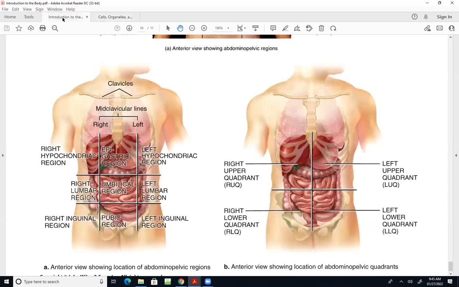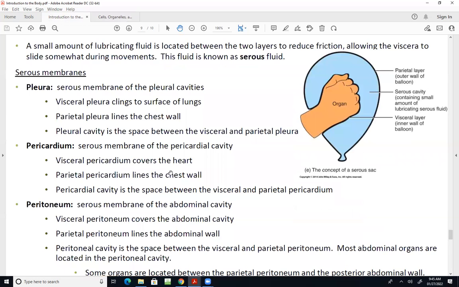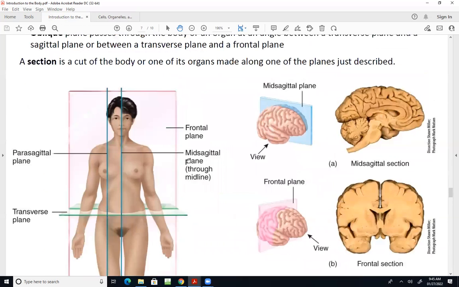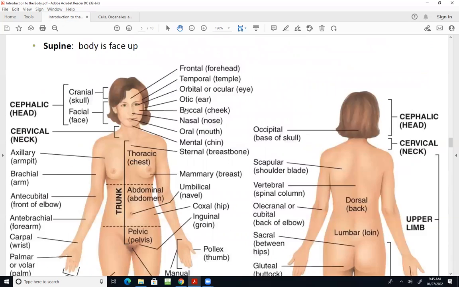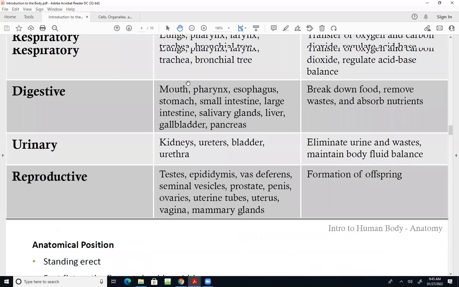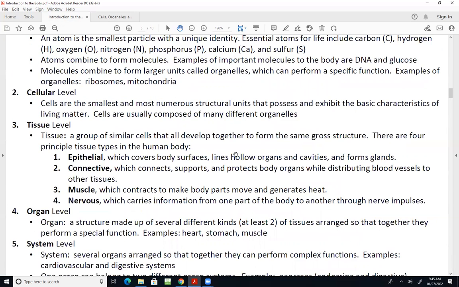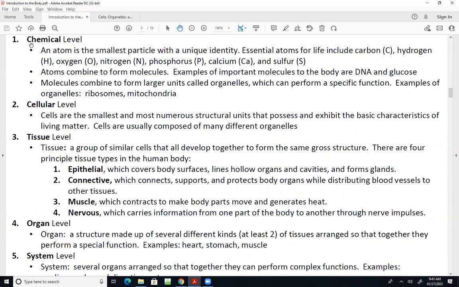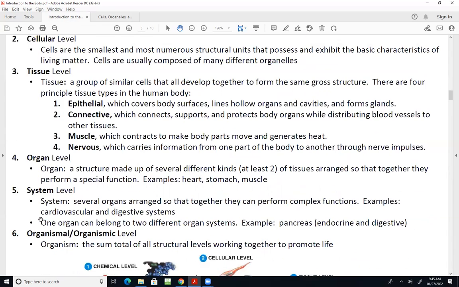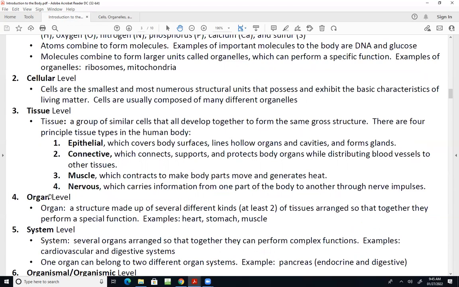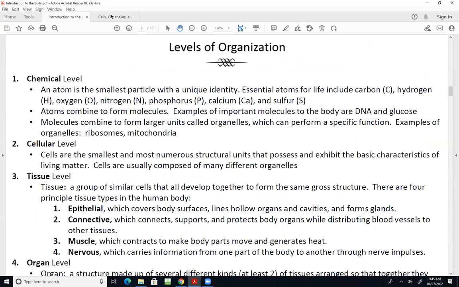Speaking of those levels of organization, if I go back to our previous lecture, we introduced those on the second slide, where we went from the simplest eventually all the way to the most complex. Okay, so we've talked a little bit about cells.